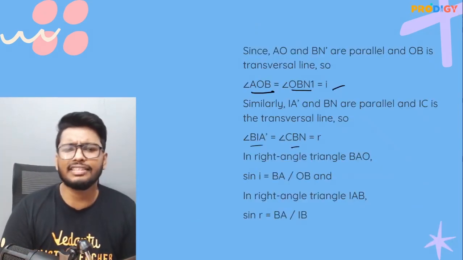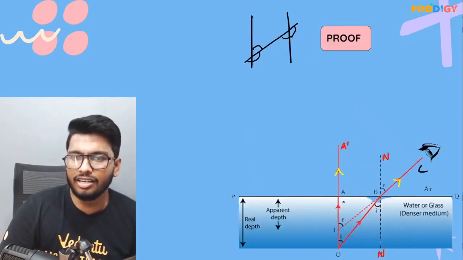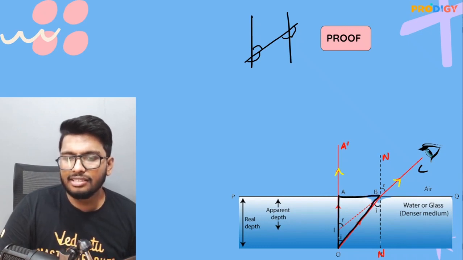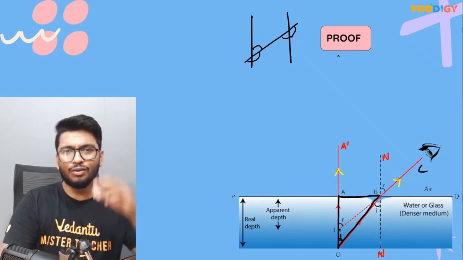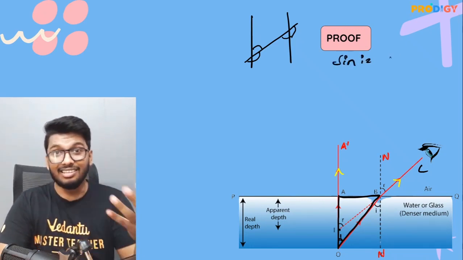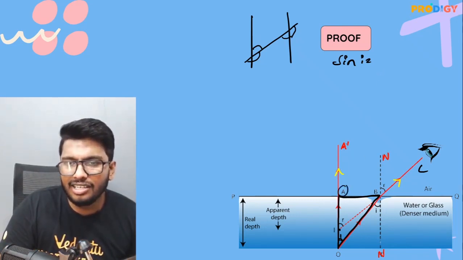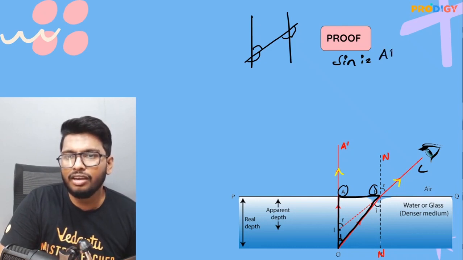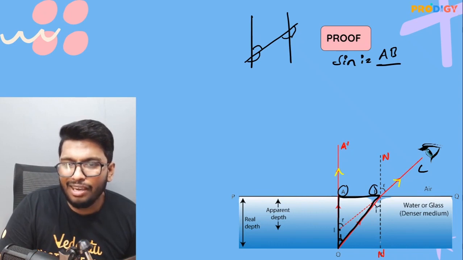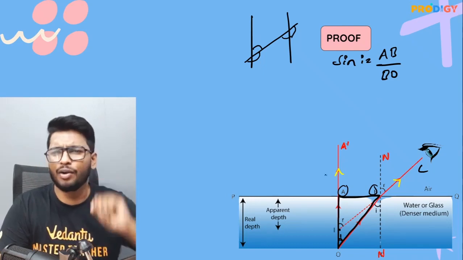Now, here's the thing, guys. If I consider the first right angle triangle, that is triangle AOB, and I talk about this triangle, this is angle I. According to trigonometry, we know that sine of I, that is sine theta, is opposite divided by hypotenuse. The opposite is AB, and the hypotenuse is BO. So you can say that sin I is equal to AB by BO, or OB.